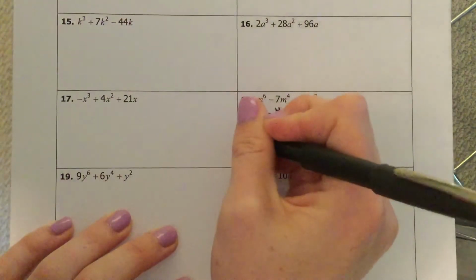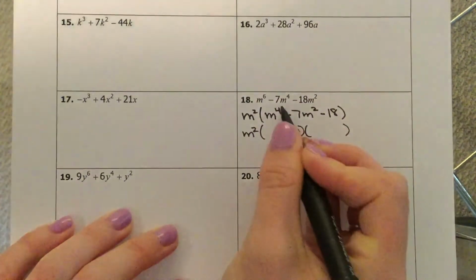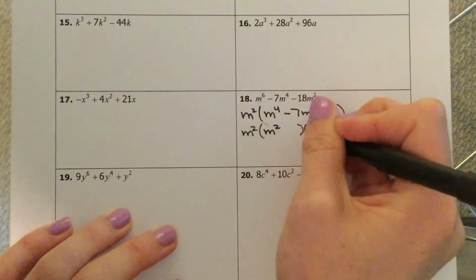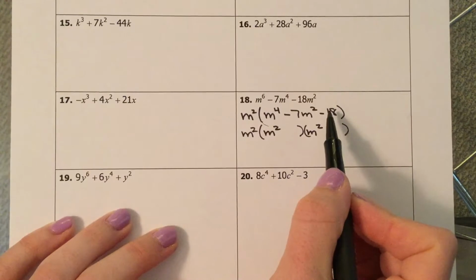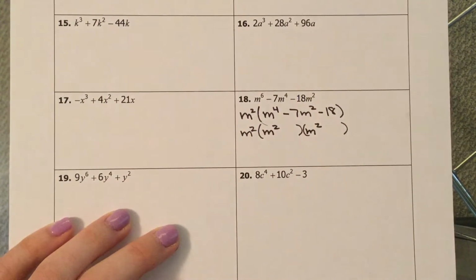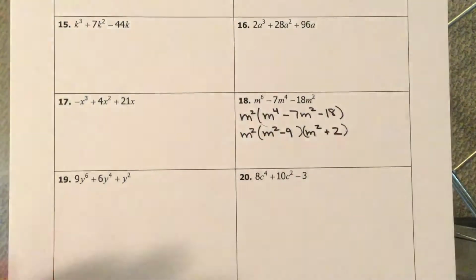You are just going to factor it down like your normal 2 sets of parentheses. All right, and no coefficient in front. So this m to the 4th would just be m squared times m squared. And then for our constants, we're looking for them to multiply to a negative 18 and add to a negative 7. So multiplying to negative 18 and adding to negative 7 would be negative 9 and a positive 2.